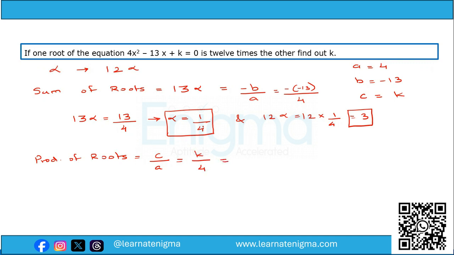Now if we substitute the roots as 1 upon 4 and 3, the product of roots will become 3 multiplied by 1 upon 4. So 4 will get cancelled out and we will get the value of k as 3. So that's our answer.